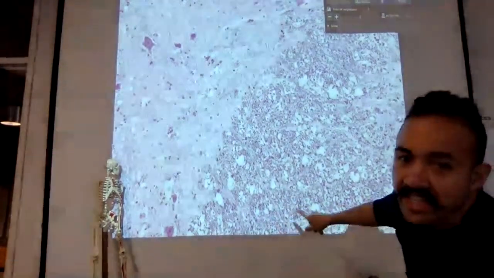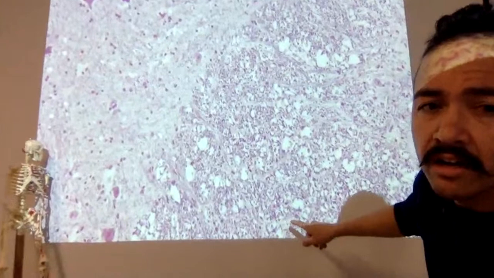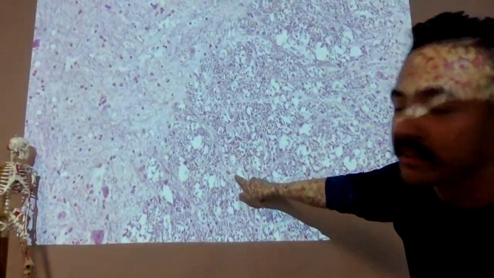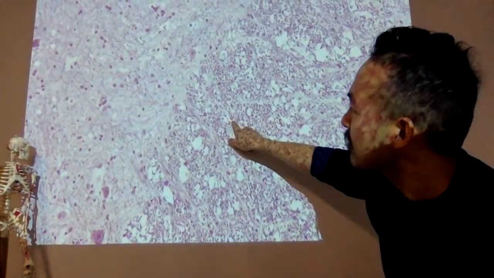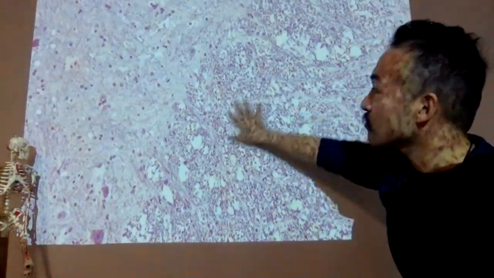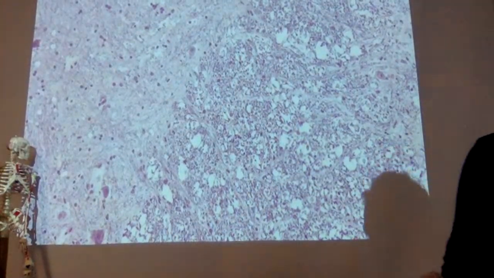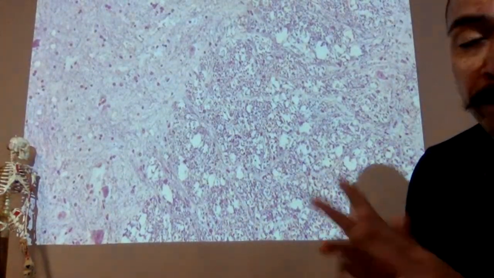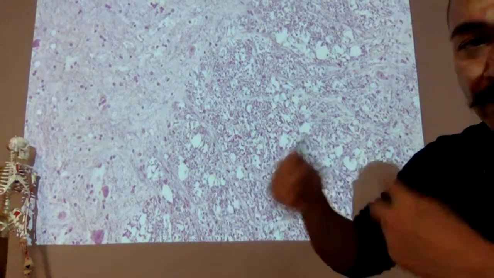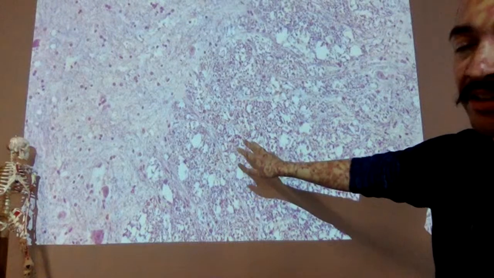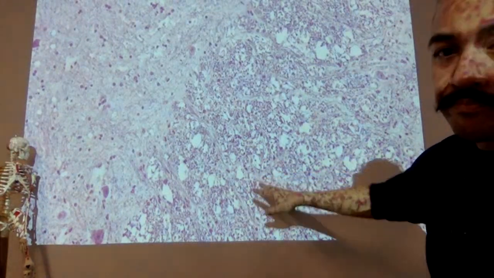What you can start to see are axons surrounded by myelin. Axons surrounded by myelin. These are mostly axons. It's not like the peripheral nerve. Only with peripheral nerves in the peripheral nervous system do you have those connective tissues. You don't have that same kind of connective tissue here in the central nervous system.